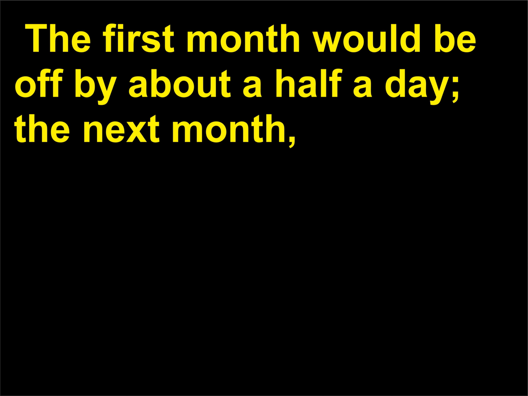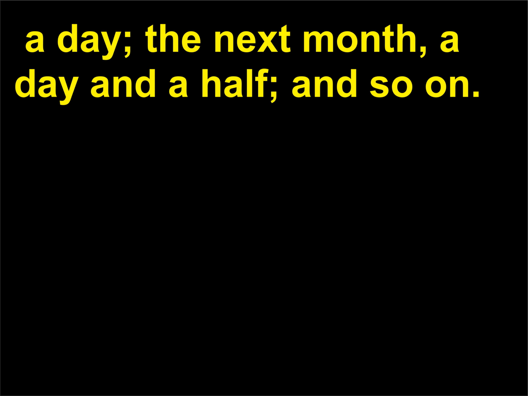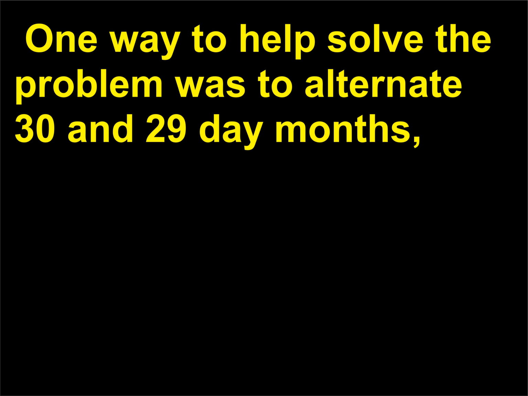The first month would be off by about a half a day, the next month a day, the next month a day and a half, and so on. One way to help solve the problem was to alternate 30 and 29-day months. But this, too, eventually made the calendars go out of sync.